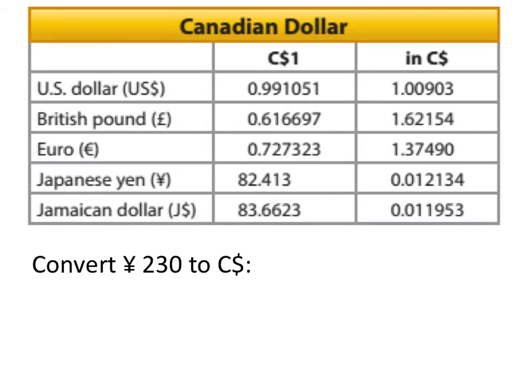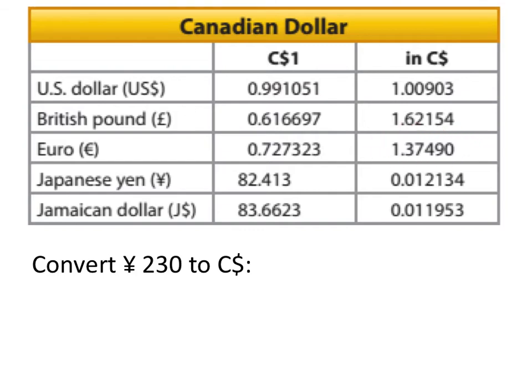In many of our practice problems, we're given a table to refer to for several different questions. And the table will tell us the value of 1 Canadian dollar. So in this case, 1 Canadian dollar is worth about 99 cents US, but that same 1 Canadian dollar is worth about 82.4 Japanese yen. We also see the value of one of that currency in Canadian dollars. So 1 US dollar in this table is worth 1.009 Canadian dollars, 1 euro worth about 1.37 Canadian dollars.